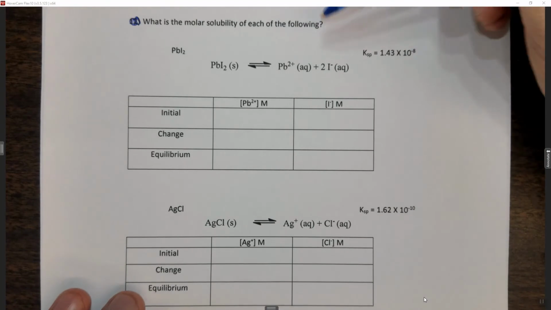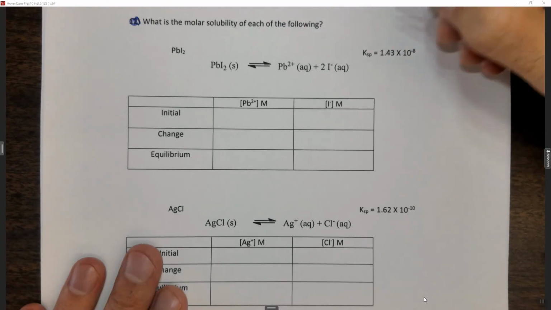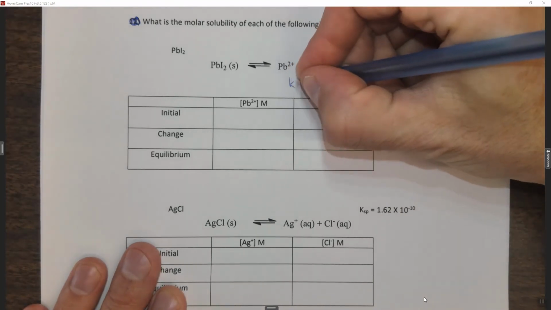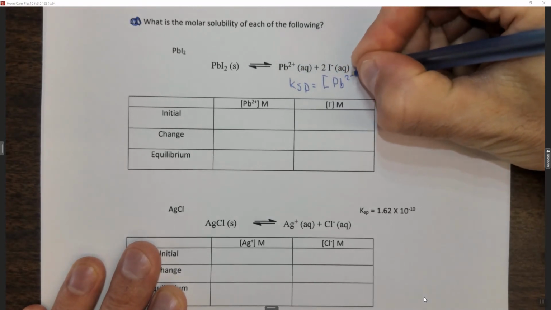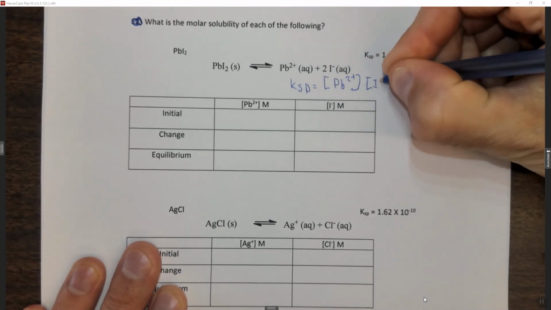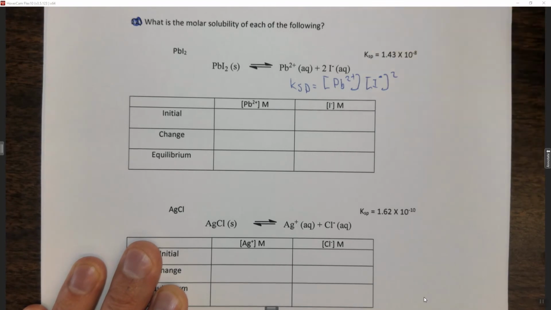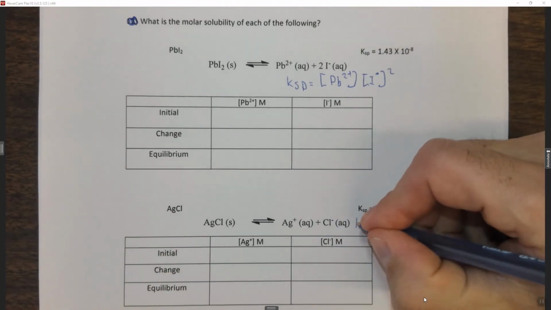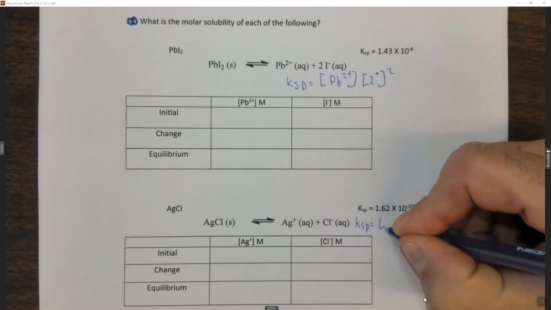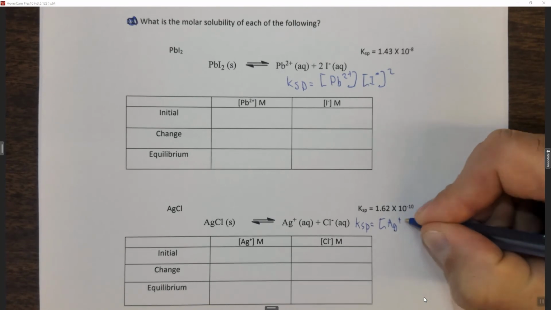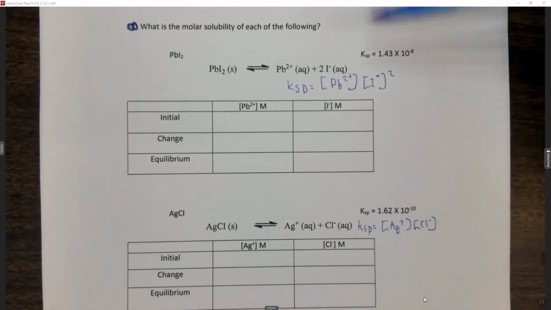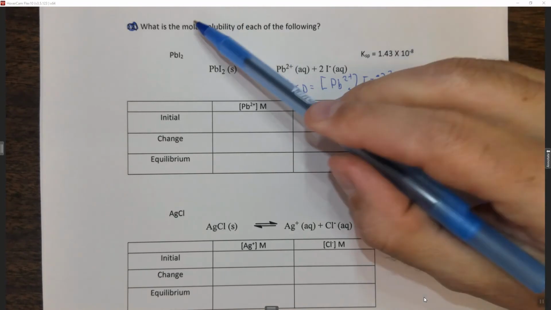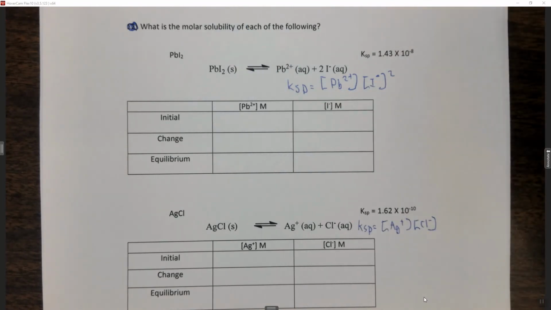So in the previous question, we wrote the Ksp expressions for both of these things. For this one, we said that the Ksp is equal to the concentration of Pb2+ times the concentration of I- squared. And for this one, we said that the Ksp is equal to the concentration of Ag+ times the concentration of Cl-. In this question, we're actually given the Ksps, and it asks for the molar solubility.